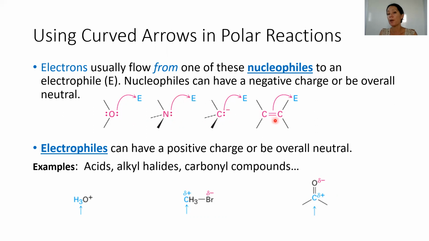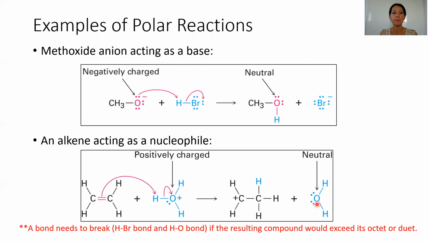Just to let you know, triple bonds can also do this. Electrophiles can have a positive charge or be overall neutral. Some examples are acids, so it'd be the H part that you would attack. In this case, there's also HCl, HBr. An electronegative atom attached to a carbon, so you'd attack the carbon, that's partial positive, and carbonyl compounds, you'd attack the C.